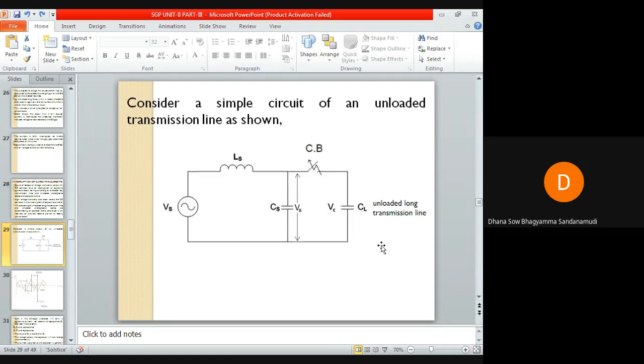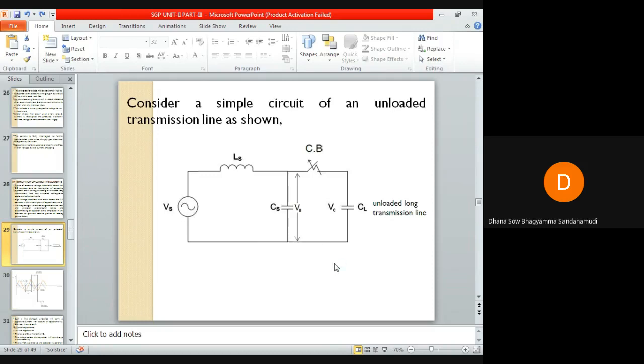Okay, so in this circuit you can see an unloaded long transmission line is there. So this line, even though it is unloaded, will carry a capacitive current of I on account of the capacitance CL between the phase and the line and the earth. Where CS is the stray capacitance, CL is the line capacitance. The value of CL will be more than the CS stray capacitance value.